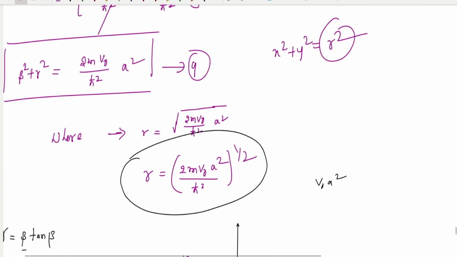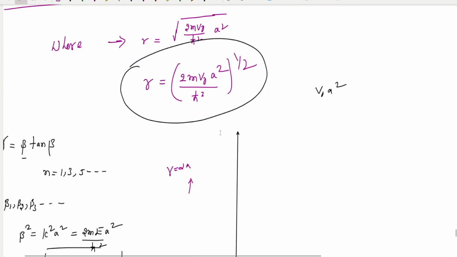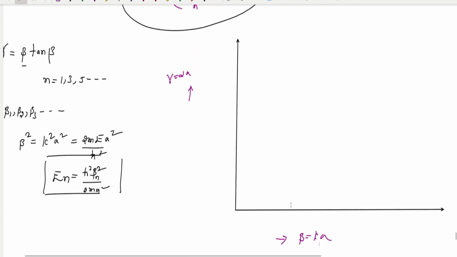Importance: beta square plus gamma square is equal to 2m v naught a square divided by h cross square. This is r square. So here in this graph we can get some radius. Therefore it is better to use different types of equations here.